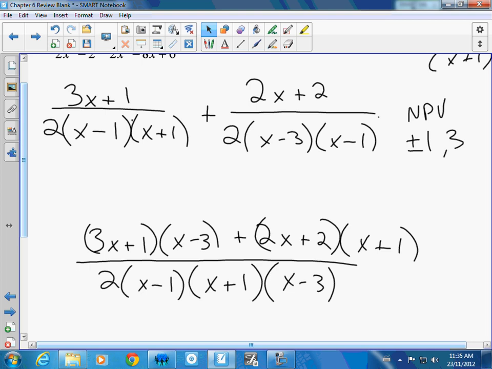Yeah, x minus 3. Here, I have 2, x minus 3, x minus 1. Here's my common denominator. What am I missing? I'm missing the x plus 1. So I times the bottom by x plus 1, and I times the top piece by x plus 1. So 2x plus 2 times x plus 1.